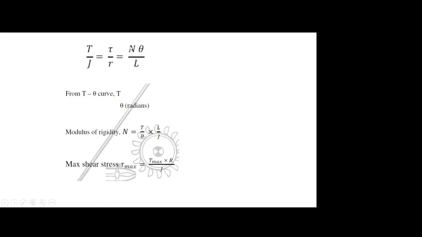Then the modulus of rigidity N is equal to TL divided by J theta, in which T is measured from the graph. L is the gauge length. So for our specimen, it is 20 centimeter. Then J is the polar moment of inertia, that is pi d raised to 4 by 32, and theta we are taking from the graph in radians. Substitute and get the value of the modulus of rigidity.